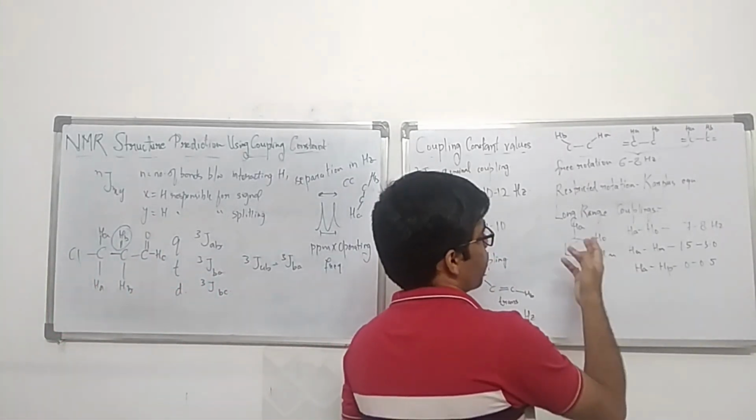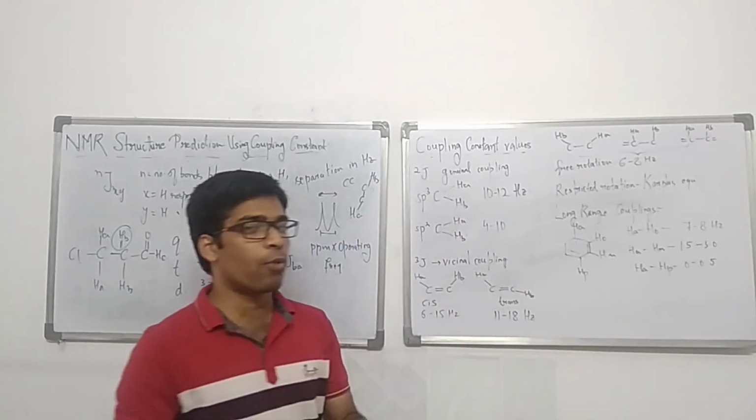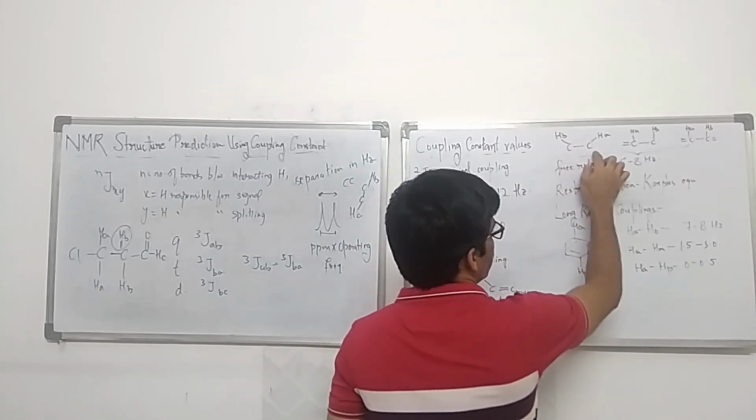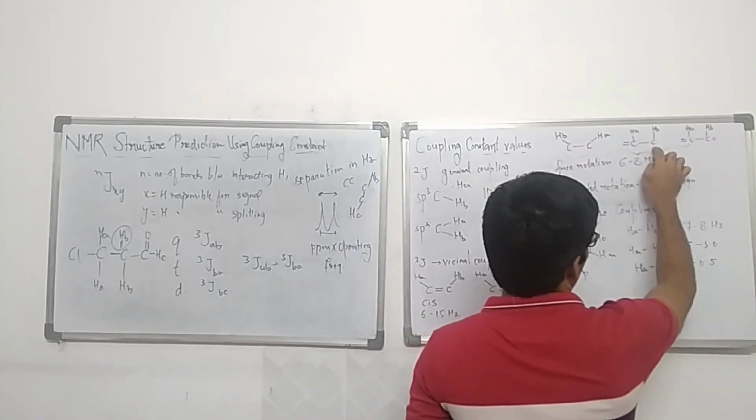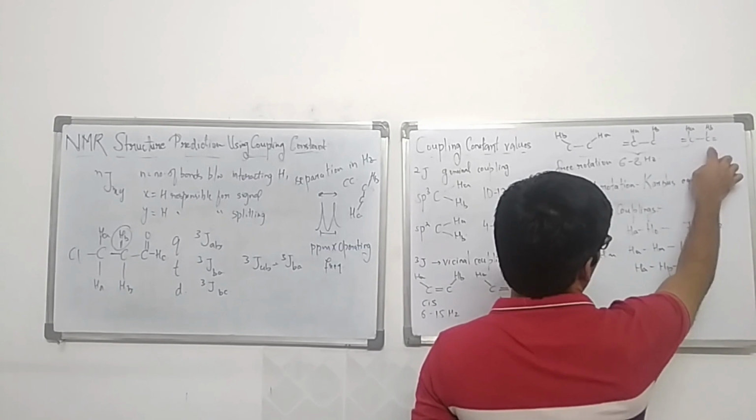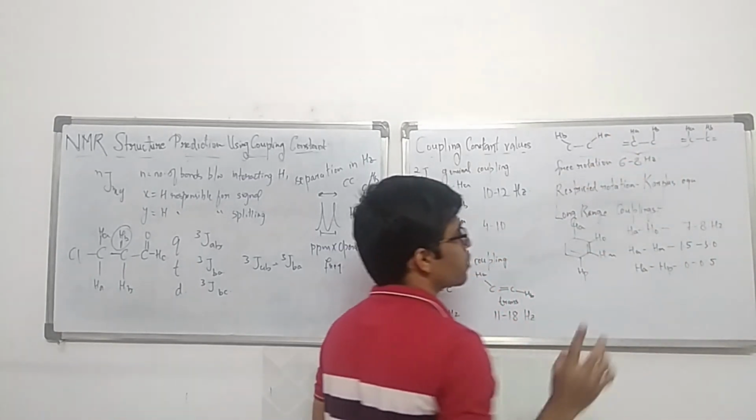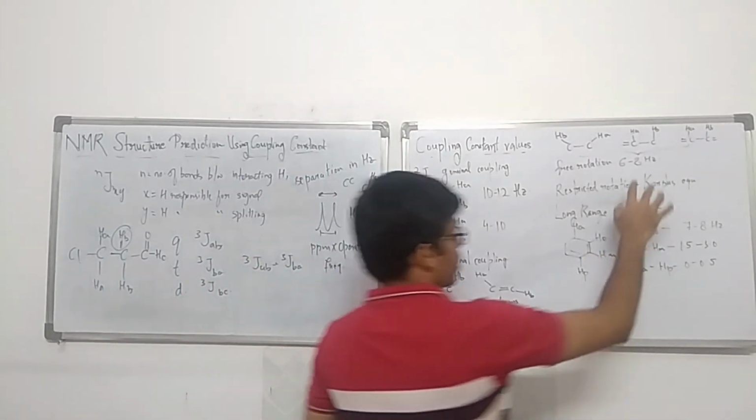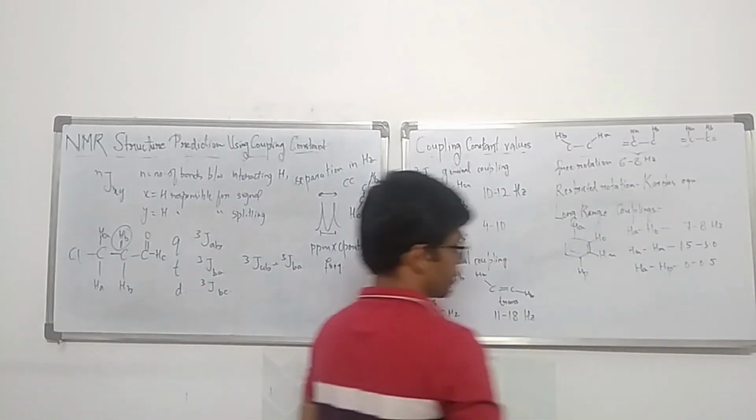Now it is also possible that the two carbon atoms are bonded through single bonds. So for sp3 carbon, for sp2 carbon, but all of them bonded to each other through a single bond. That means there is free rotation possible across this bond. The coupling constant value ranges in 6 to 8 hertz.